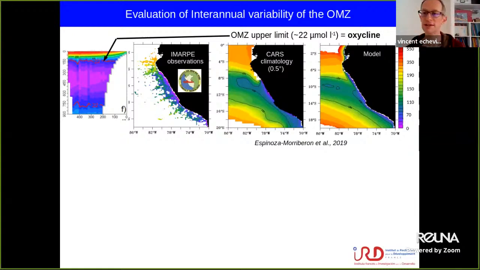Okay, so first, what we did is, of course, evaluate the model realism. So with the IMARPE Institute, which is a Peruvian Sea Institute, a lot of data have been collected over a long period, over more than 50 years now. So there's a lot of oxygen measurements. And here is the depth of the oxycline, 22 micromoles. And you can see that we have a shallow oxycline near the coast, which is due to the upwelling, and a deeper oxycline offshore. And if you look at the CARS climatology, which is a gridded climatology of the data at half of a degree, you can really see this signal with the shallow oxycline near the coast. And the model, of course, is able to represent this shallow oxycline near the coast. So we have trust in at least the mean state.